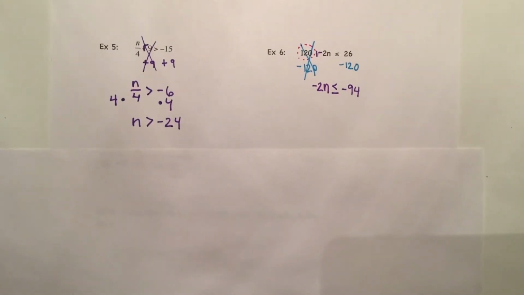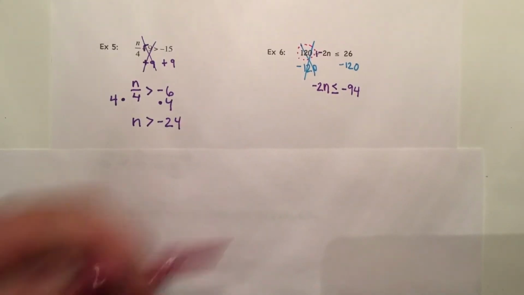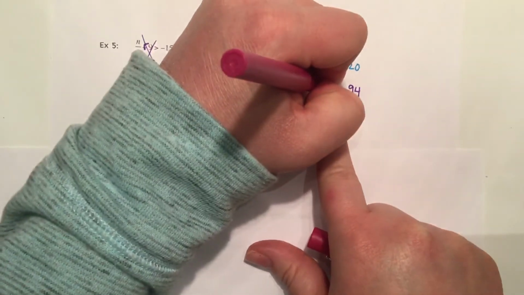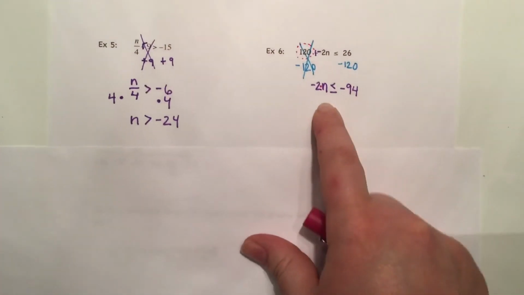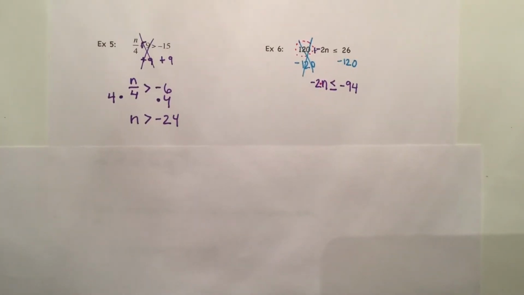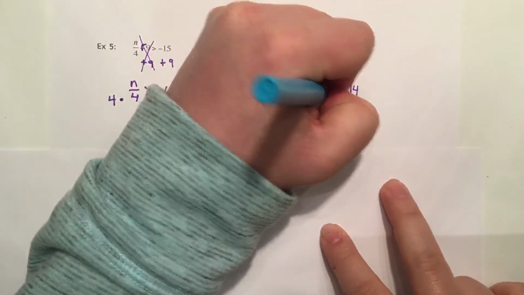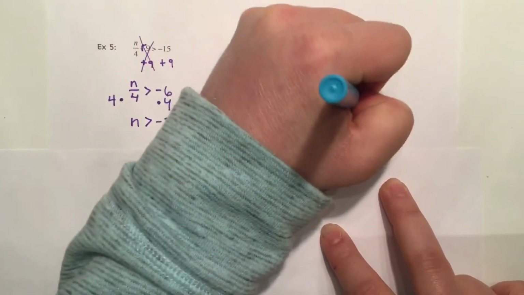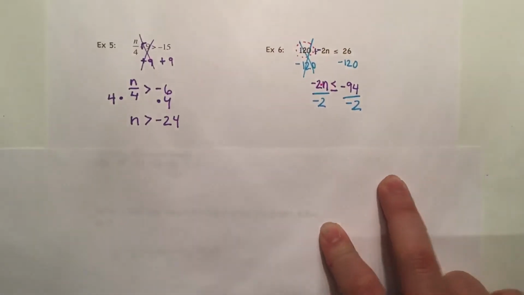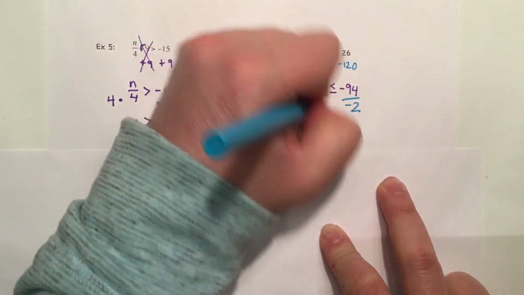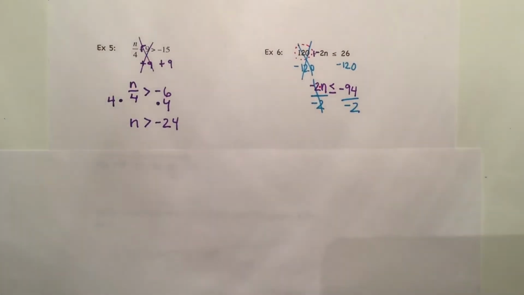Now, in order to get n by itself, I have negative 2n, which means I've got negative 2 times n, and I want to get rid of that. So in order to get rid of that, I'm going to divide by negative 2. Whatever I do to one side, I have to do to the other. And I can cross it out on the left side.